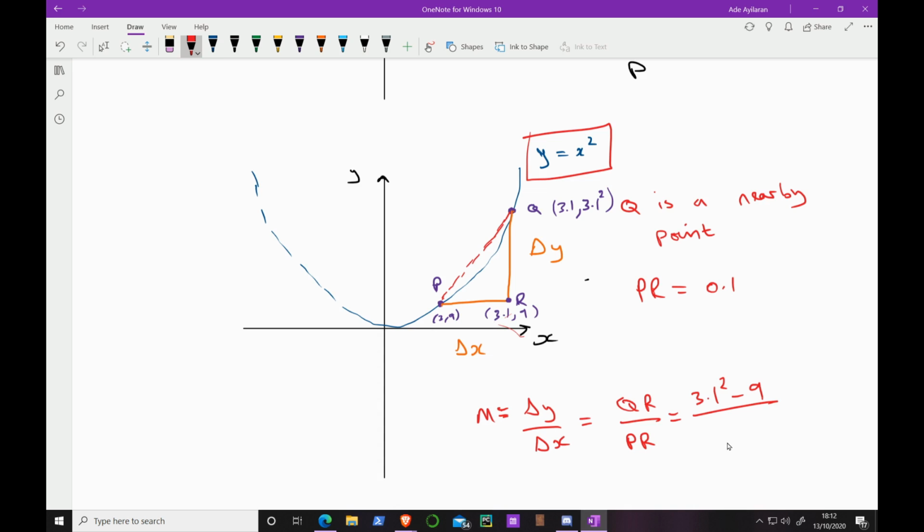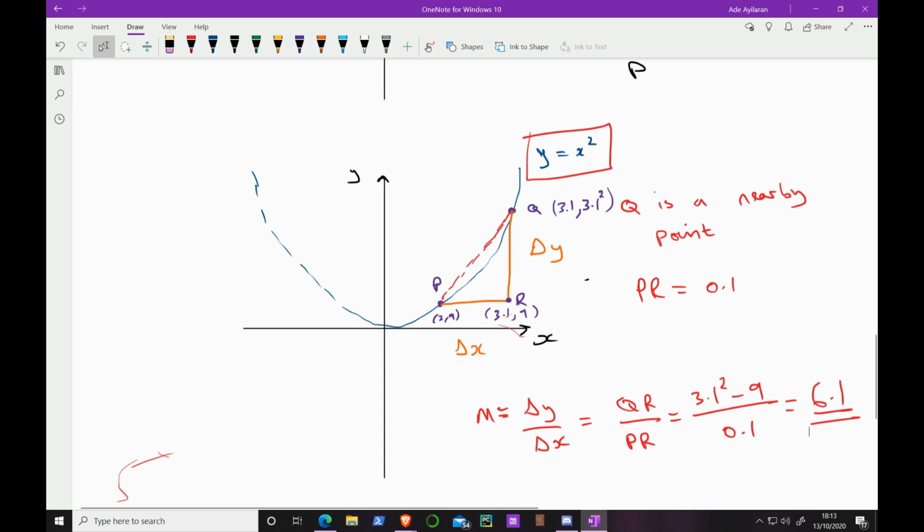Okay. And the change in x, what's the change in x? 3.1 minus 3, which is 0.1. Okay? And when we punch these numbers into a calculator, so 3.1 squared, take away 9, divided by 0.1, we get 6.1. Yep, we get 6.1 as the gradient. That's an approximation though, okay?